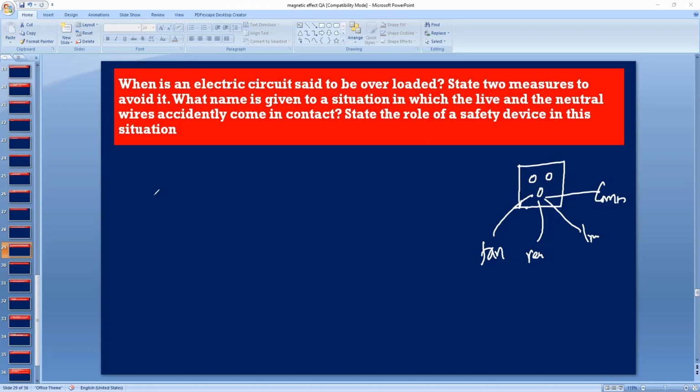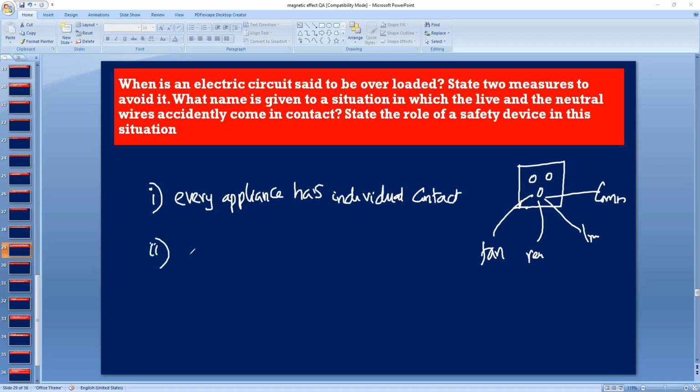State two measures to avoid it. The first one: every appliance should have an individual connection. What name is given to the situation in which the live and neutral wires accidentally come in contact? If the live wire and neutral wire come in contact, the phenomenon is short circuit. The role of the safety device in this situation: we use an electric fuse. All right.